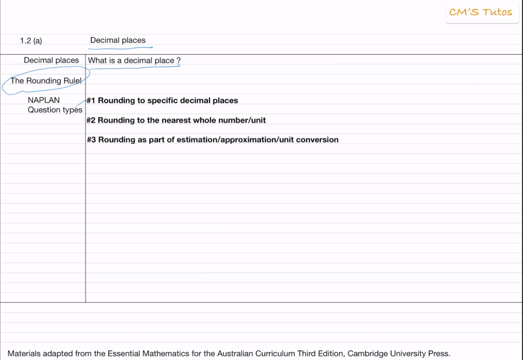There are three types of questions that can appear in NAPLAN about the decimal places. First one is rounded to specific decimal places. The second one is to the nearest whole number or unit. And finally, rounding as part of estimation, approximation, and unit conversion. All the materials being adapted from the Essential Mathematics for the Australian Curriculum, 3rd edition, Cambridge University Press.